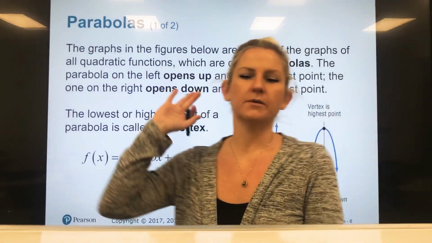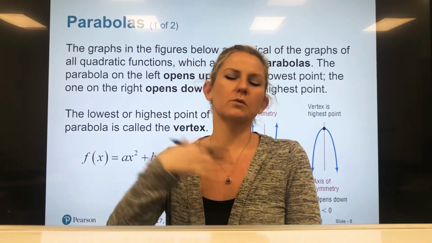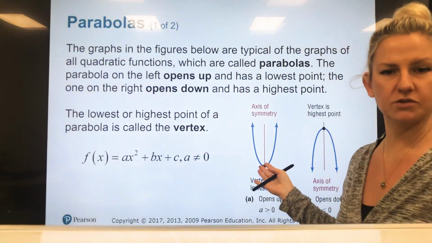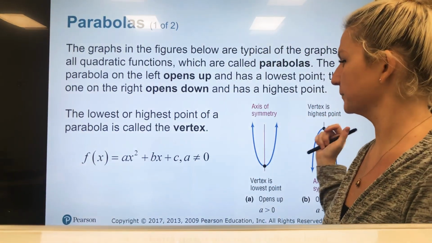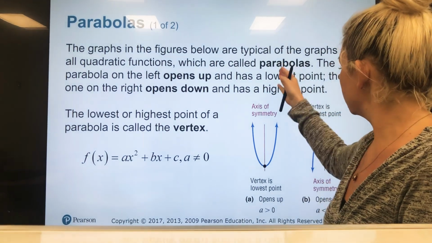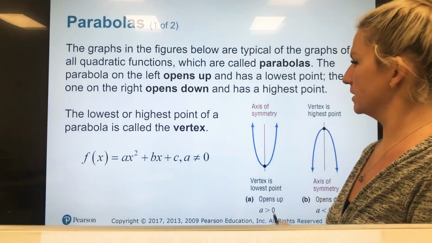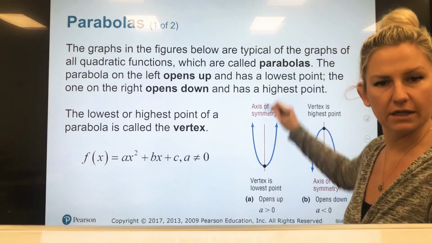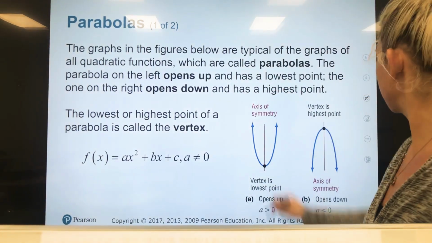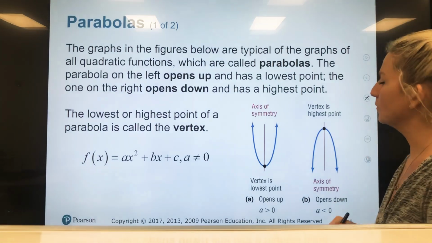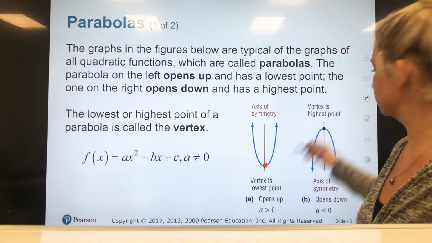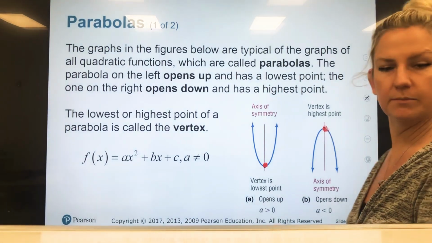Let's first go over what we know about parabolas. Quadratic functions are in the shape of a parabola. We have our axis of symmetry, which cuts the parabola right in half symmetrically, vertically. We know that the vertex is either the lowest point or the highest point, right at the little tip there.